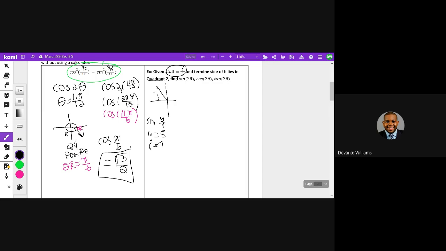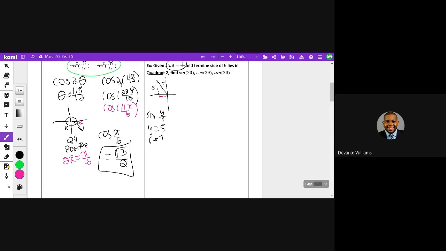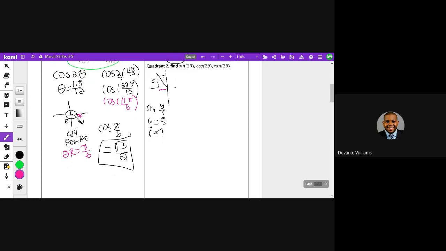This Y is 5. And the R is 7. We have to find our X value. We can use Pythagorean theorem to find the X. But be careful. We know that because it's only the negative X axis, the X must be negative. It's going to be negative.